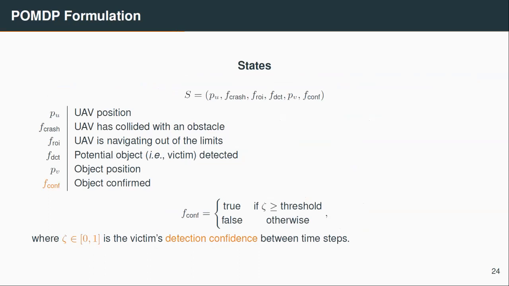Then we have a set of states, including the UAV position, and a flag if a potential object is detected. That's essentially my first positive detection from my detector, regardless of the confidence level. I have another flag that I'm highlighting, and that is a flag if an object is confirmed. This flag is defined partly by this variable, our detection confidence metric, that I will explain in the next few slides.